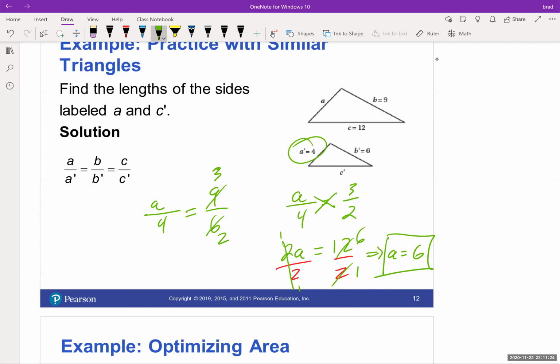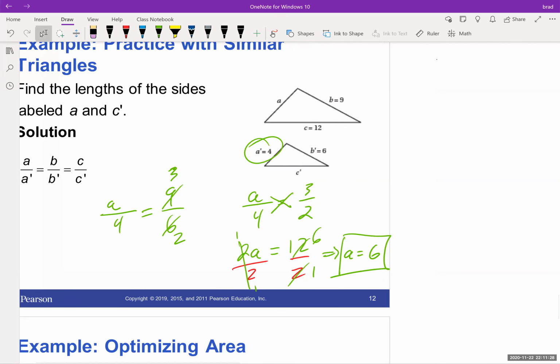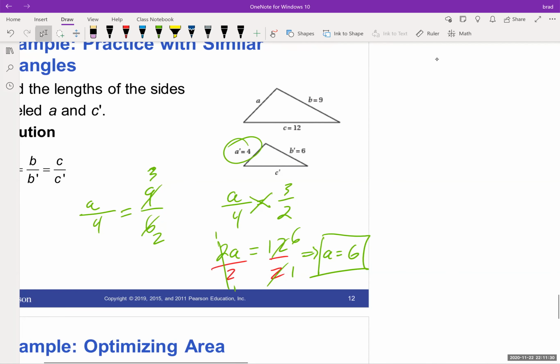Now we have to find C prime. So I'm going to do C prime over 12. This time I'm going little triangle to big triangle, which is fine as long as when I compare B, I do 6 over 9, because I have to go little triangle to big triangle. Whatever pattern I did, I have to do on the other side as well.